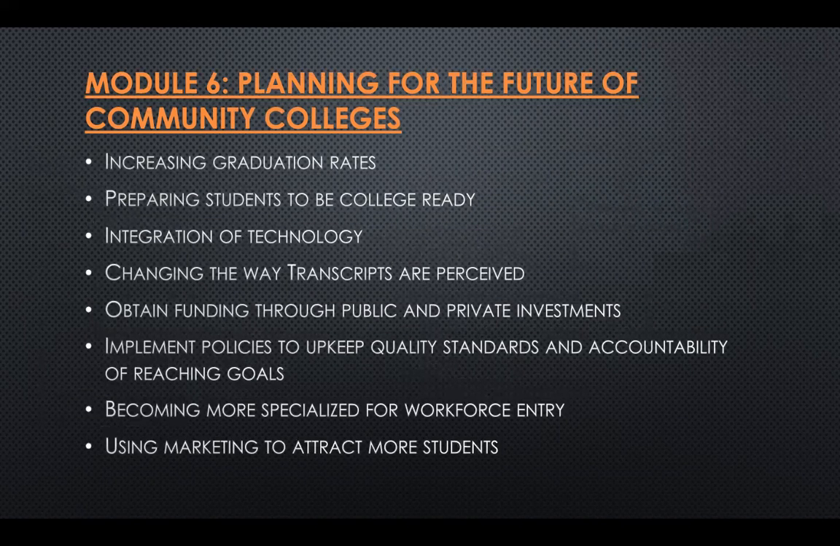Module 6, planning for the future of community colleges: increasing graduation rates up to 50%, preparing students to be college ready, integration of technologies, changing the way transcripts are perceived, obtaining funding through public and private investments, implementing policies to uphold quality standards and accountability of reaching goals, becoming more specialized for workforce entry, and using marketing to attract more students.